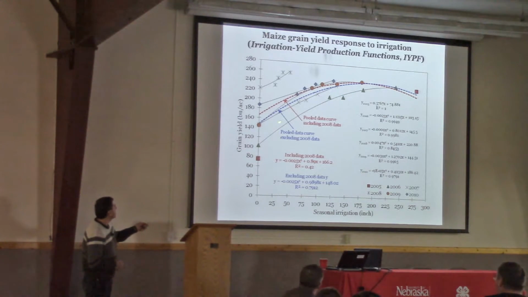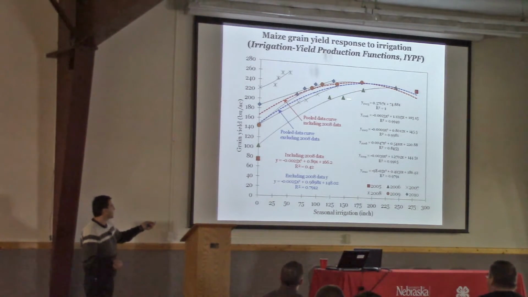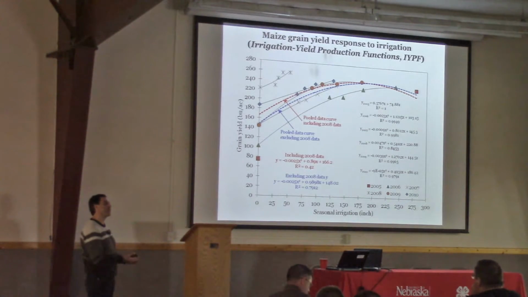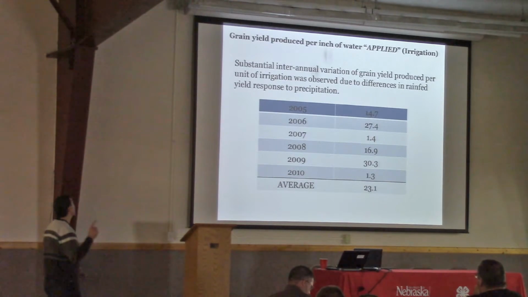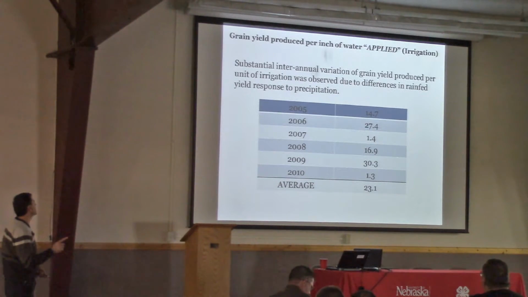You can see none of those curves are the same. Some of them are really similar, but they are not the same. So that means each year is different. Each year we expect different yield per inch of water applied in irrigation.